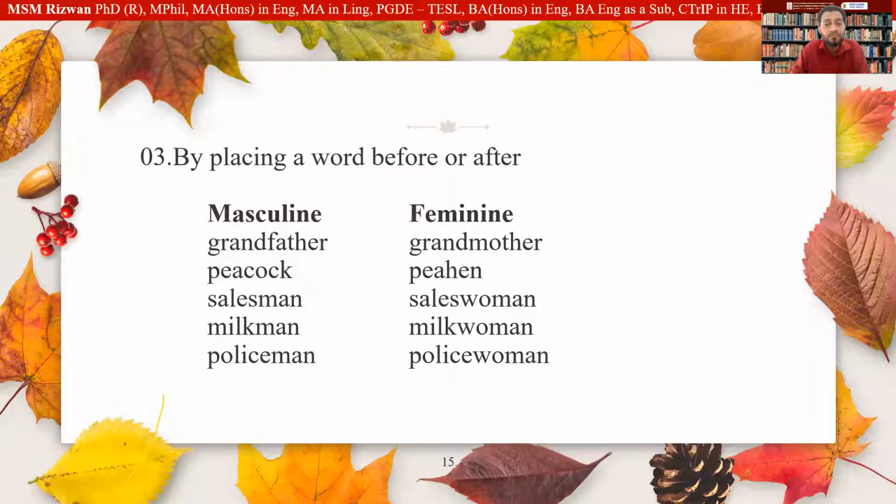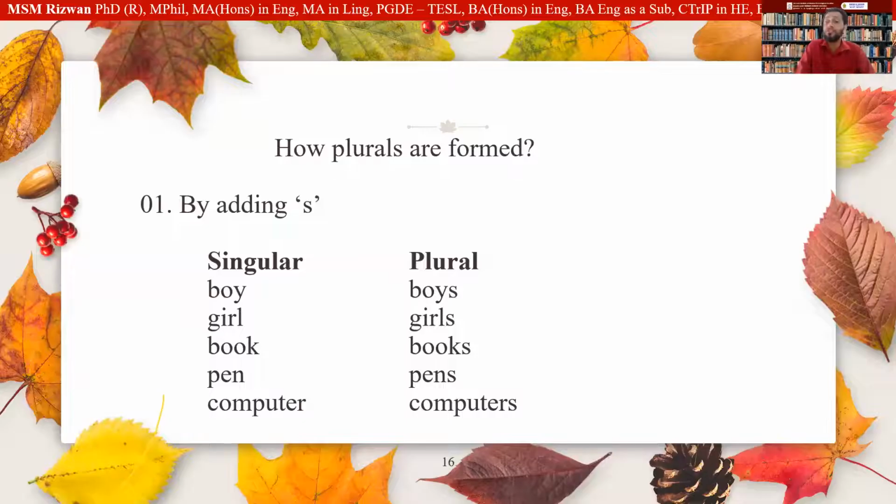Excuse me, sir, shall I proceed? Yeah, proceed. Peacock, peahen, salesman, saleswoman, milkman, milkwoman, policeman, policewoman. Yeah, exactly. So you also can find some more words in relation to this type of formation. So far you have discussed the three formations of forming feminine nouns, right?